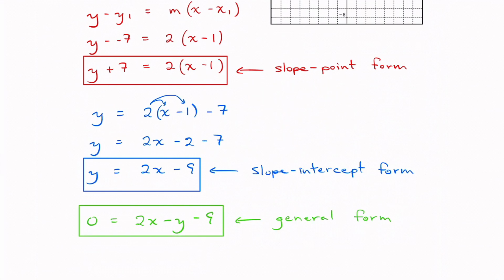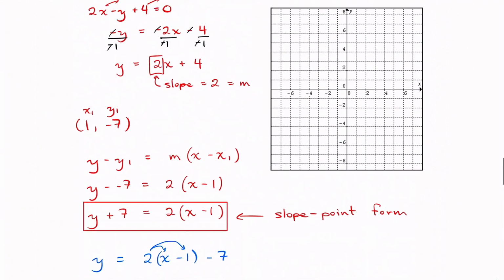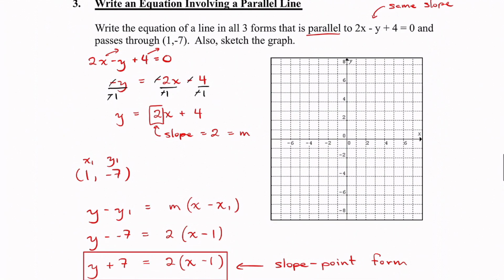Now that we've gotten all three forms, we're just going to go back up and do the last thing. It said we had to sketch the graph. So to sketch the graph, I'm going to use the one point that it had, which was 1 and negative 7. So I'm going to go over 1 and then down negative 7. So that is located right there.